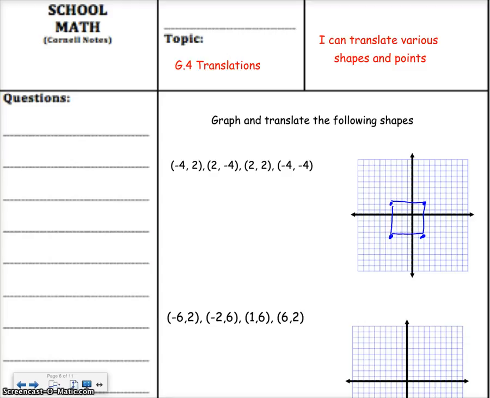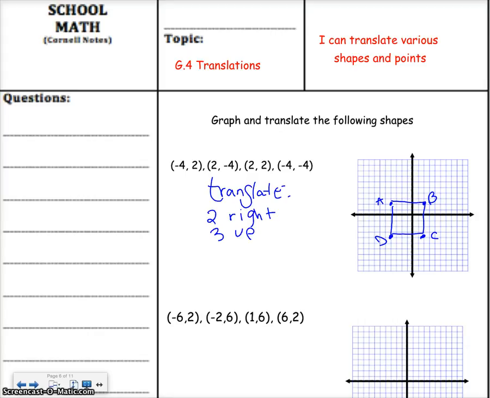You don't have to. You could call it, another very popular one is PQRS. But I'm just going to go with ABCD. Here is my pre-image, my original shape. And you don't know where to translate it because I haven't told you. I'll tell you now. I want you to translate your pre-image 2 to the right and 3 up.